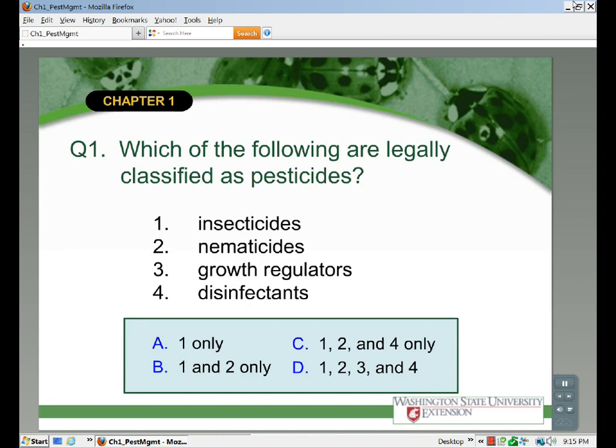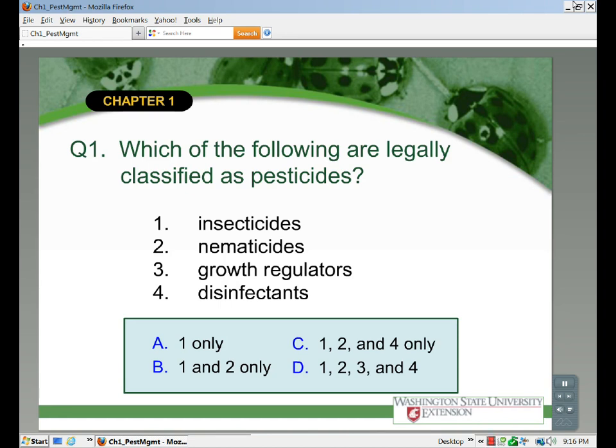Question 1. Which of the following are legally classified as pesticides? 1. Insecticides. 2. Nematicides. 3. Growth regulators. 4. Disinfectants. Select the correct answer. A. 1 only. B. 1 and 2 only. C. 1, 2, and 4 only. D. 1, 2, 3, and 4.